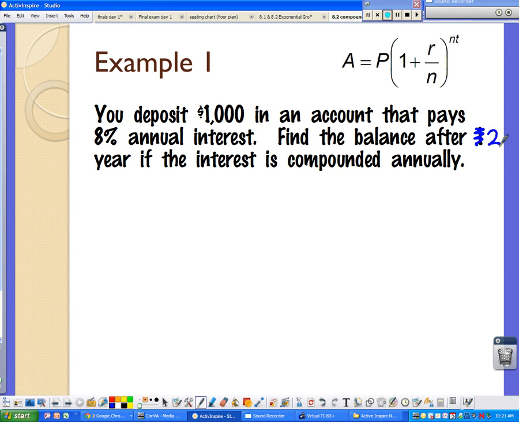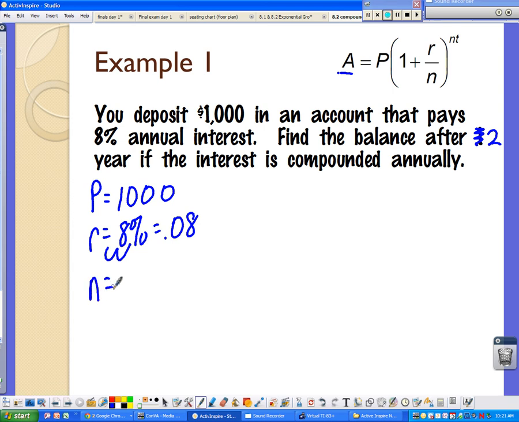Okay? So, same thing. A is going to be your account balance at the end. P is our initial amount, and we're depositing $1,000. R is our rate, but remember, our rate always has to be turned into a decimal. So we're going to turn it to 0.08.